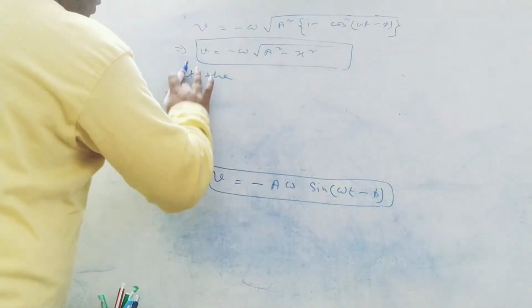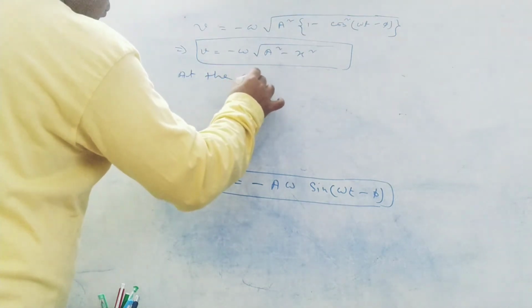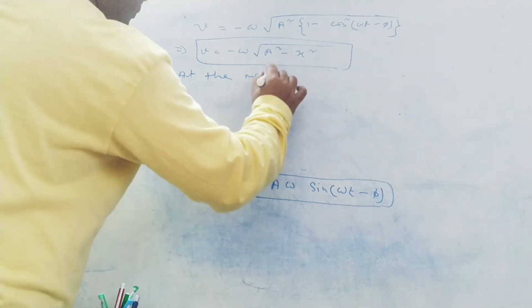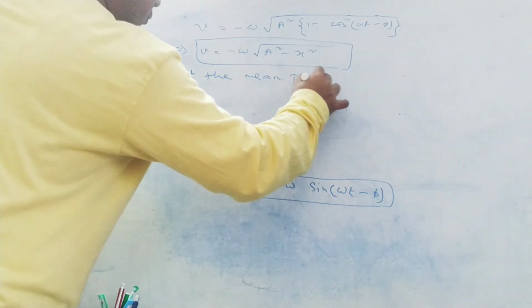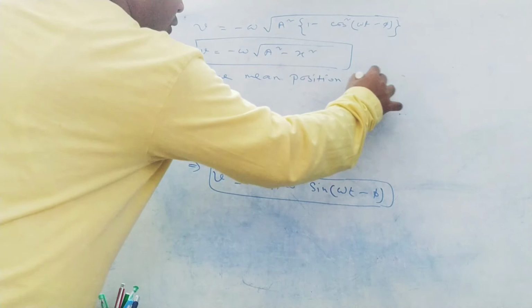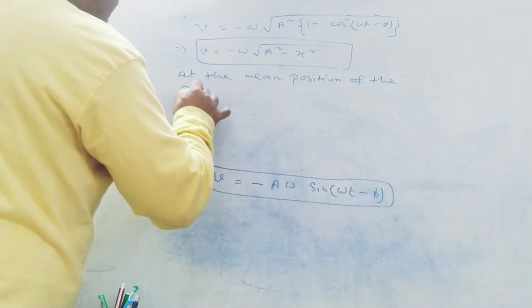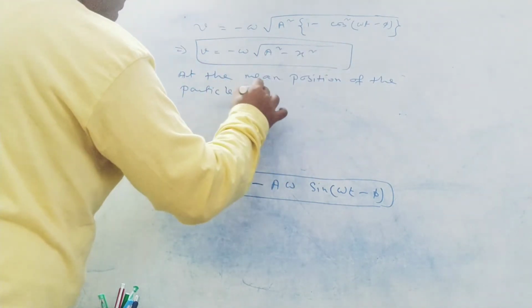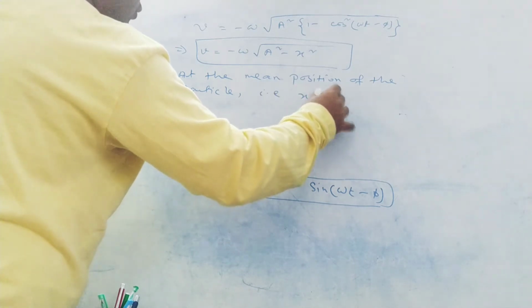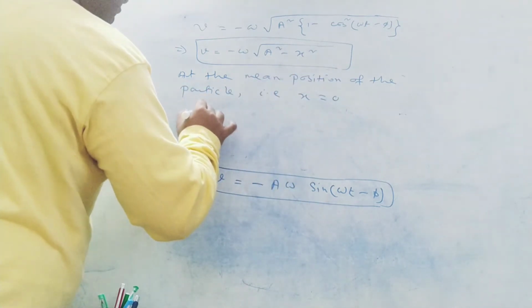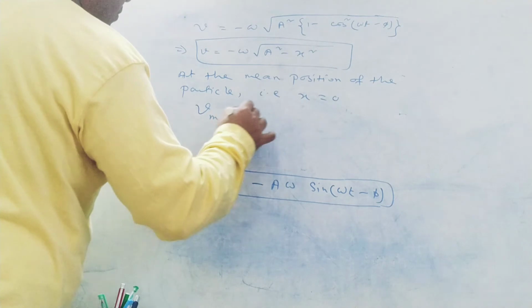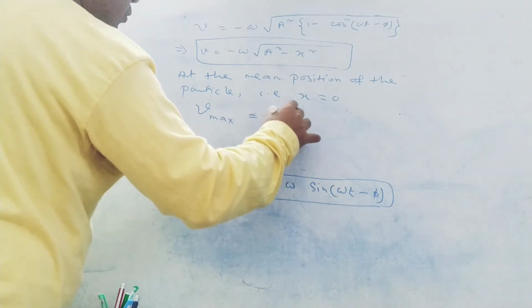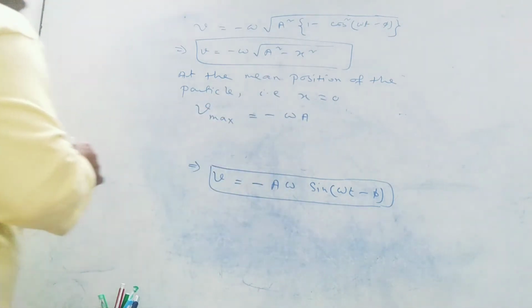At the mean position of the particle, that is x is equal to 0, we can get v will be maximum. V maximum is equal to minus a omega.